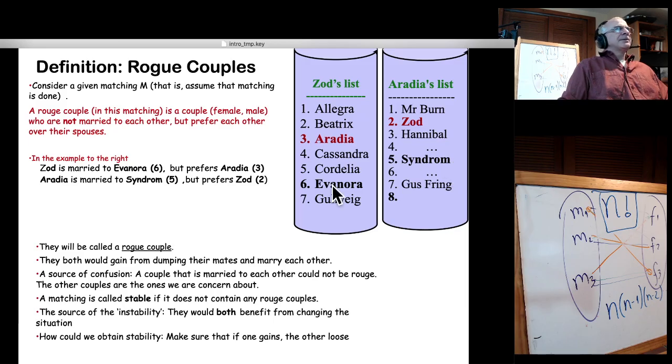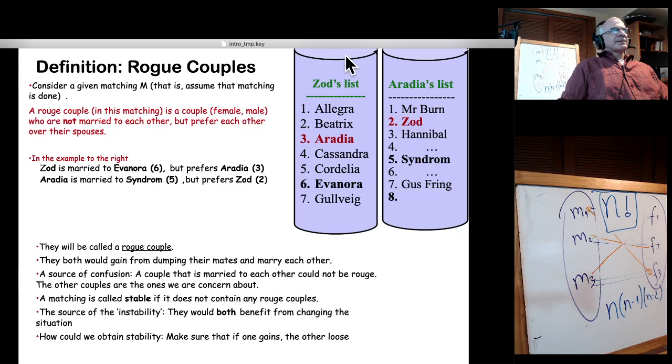In my example, Zod is married to Vanora, who is number 6 on his list. He would prefer Aradia over number 6, Vanora, who is his wife. In particular, Aradia is higher on his list than his wife. But that by itself doesn't make it an unstable pair yet. Now I look at the preference list of Aradia as well. She is married to Syndrome, that's her husband. However, on her list, Zod appears higher than Syndrome. She would prefer to marry Zod over being married to Syndrome.